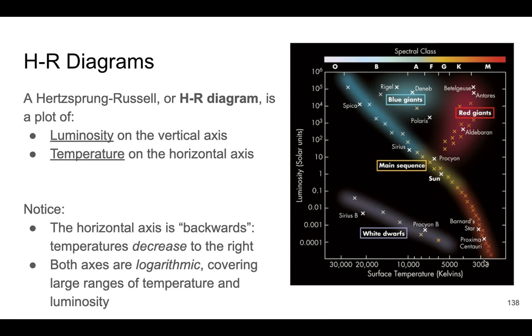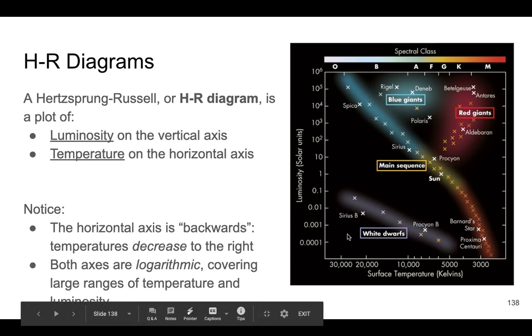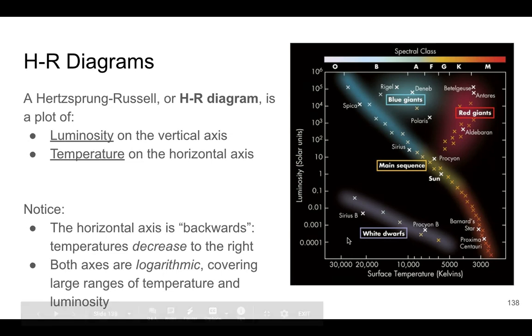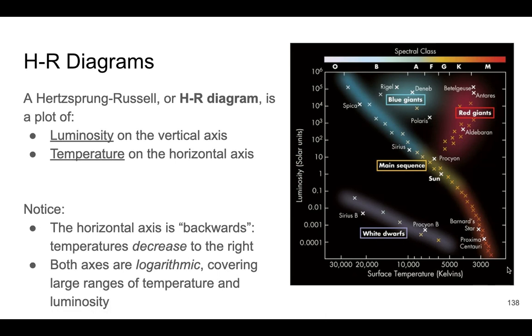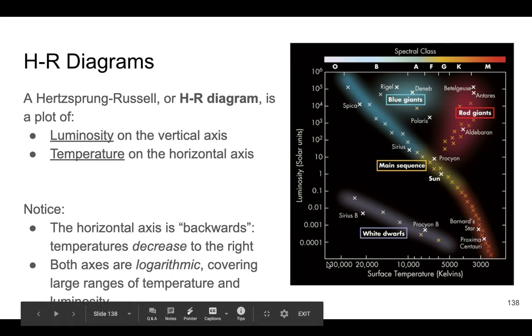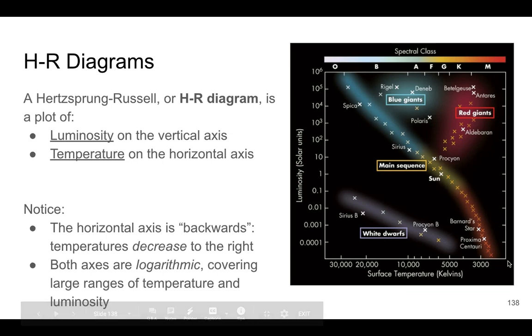A couple of things to point out about this. The horizontal axis, temperature, is kind of backwards. It doesn't have to be this way, but this is the way traditionally they've done it. So typically, if you're doing an x-axis, you're going to start with the small numbers over here, and the numbers will get bigger as you go to the right. On an HR diagram, that's exactly opposite. You start with the highest temperatures on the left, and the temperatures go down as you go to the right, which is weird, but that's how it's traditionally been done, so that's how we do it.